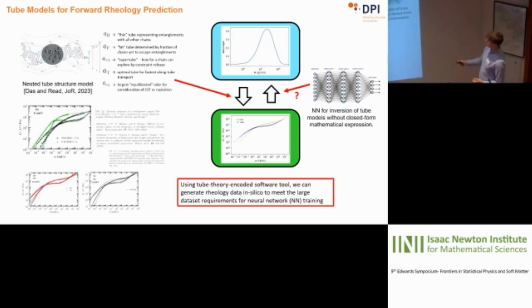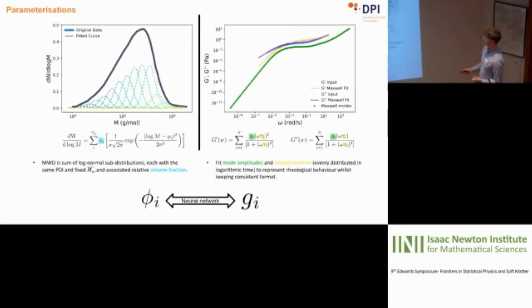So can we use neural networks and the advancements in that field and try and approximate the mapping back towards the molecular weight distribution that we're interested in finding? With neural networks, the idea is to train on a large data set of artificially produced rheology data with this tube model. Can we train the neural network to get the molecular weight distribution?